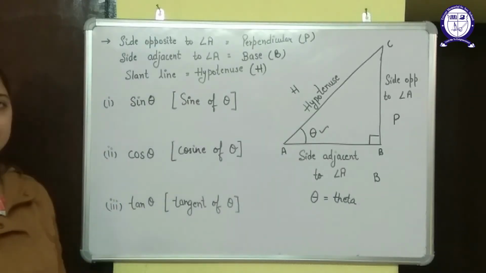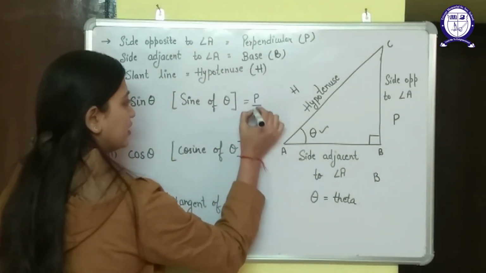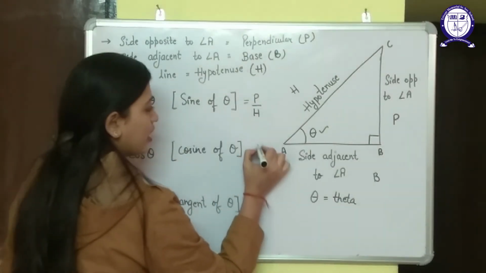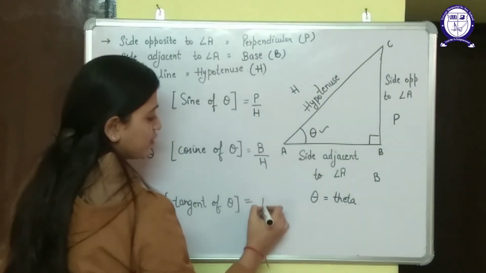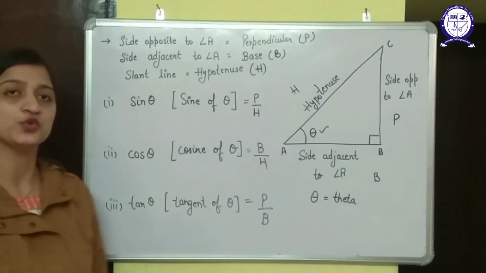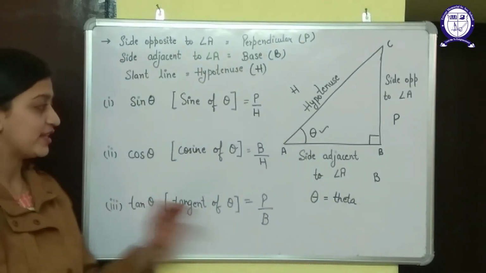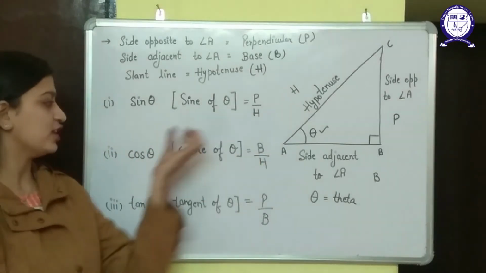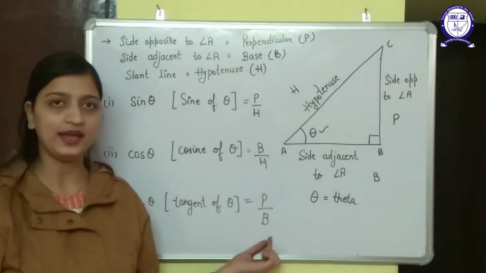Now first of all, let's talk about these three trigonometric ratios. Sine theta has the formula P upon H. Cos theta has the formula B upon H, and tan theta has the formula P upon B. These are the formulas you need to remember to do this chapter, otherwise you cannot do this chapter. These are the basic formulas you have to remember. So sine theta is P by H, cos theta is B by H, and tan theta is P by B.